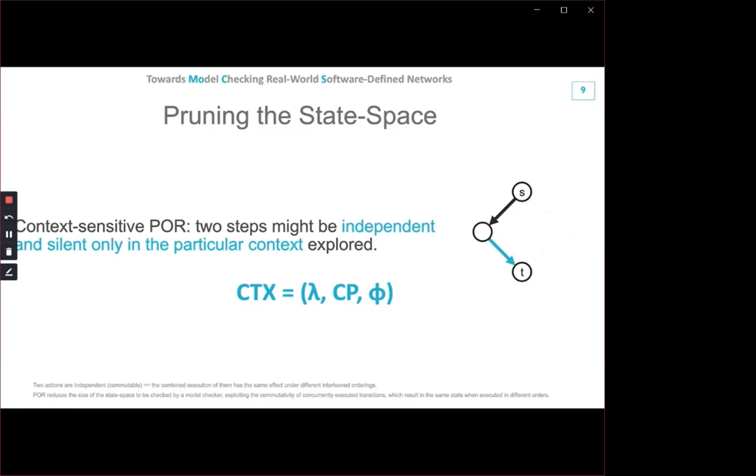Two actions might be independent and invisible only in the particular context explored, which means they do not write on a shared variable and do not affect state labeling. Now, context for us is the triple network topology lambda, the controller program CP, and the property phi at stake. The ultimate aim, of course, is to find more safe actions which do not need to be interleaved with other threads.